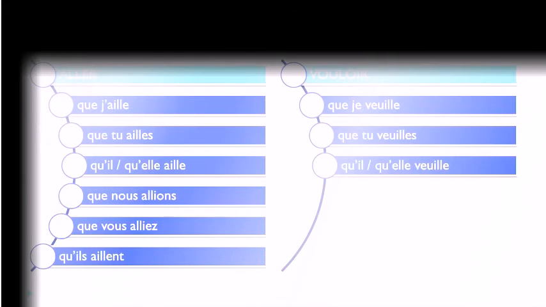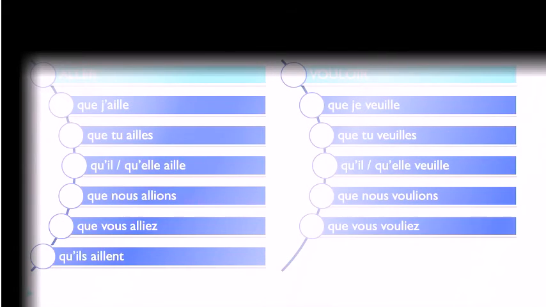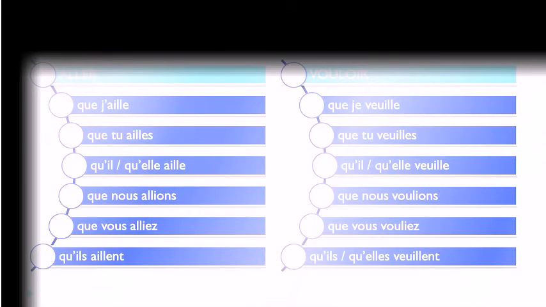All right, and so the other tricky verb is vouloir, to want: que je veuille, que tu veuilles, qu'il veuille, qu'elle veuille, que nous voulions, que vous vouliez, qu'ils veuillent, qu'elles veuillent. All right, same thing here. We'll have a quite important difference between je, tu, il, and nous, vous. Que je veuille, que tu veuilles, qu'il veuille, qu'elle veuille, que nous voulions, que vous vouliez, qu'ils veuillent, qu'elles veuillent.